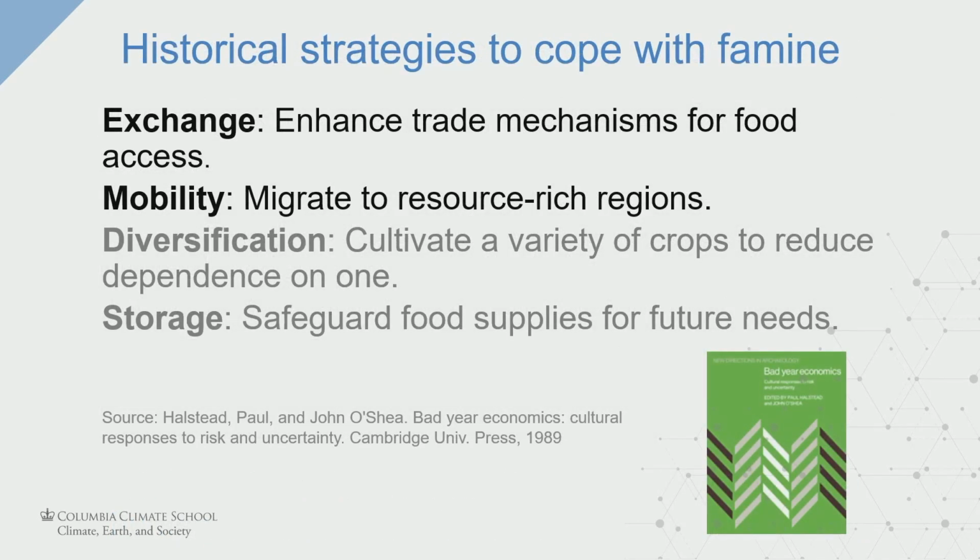So in this recent case, the Chinese famine, what we saw was a lack of our historical strategies to cope with famine. Generally you have exchange, enhanced trade for food access, mobility, where people move out of a region, diversification, and storage. These are the four historical strategies. In the case of the Chinese famine, mobility was restricted. The government did not allow people to move outside of those regions, and we didn't have increased trade. In fact, the procurement requirements were increased, so trade was increasing out.